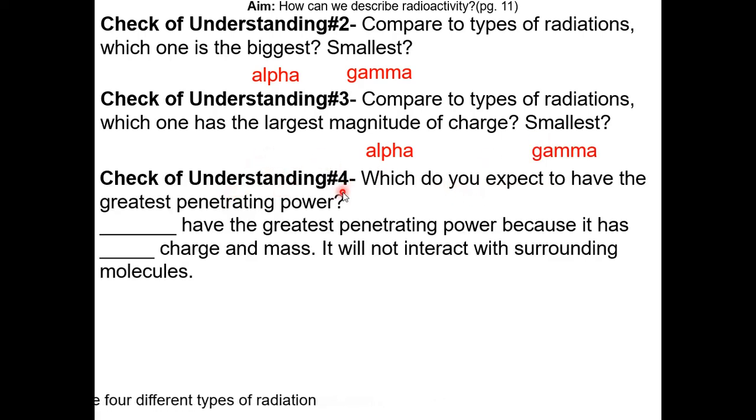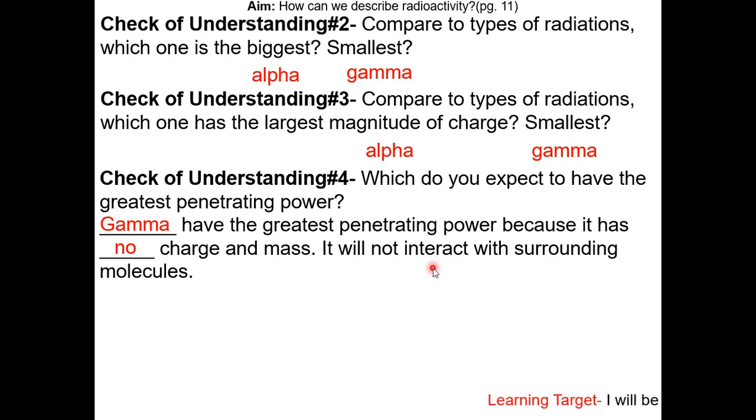Check of understanding number 4: which do you expect to have the greatest penetrating power? From the diagram before, gamma has the greatest penetrating power because it has no mass and no charge. Because it has no charge, it will not interact with surrounding molecules. Since gamma is small and does not interact with other molecules, it is easier for gamma to penetrate materials.